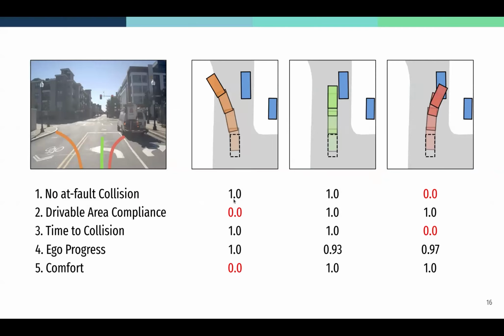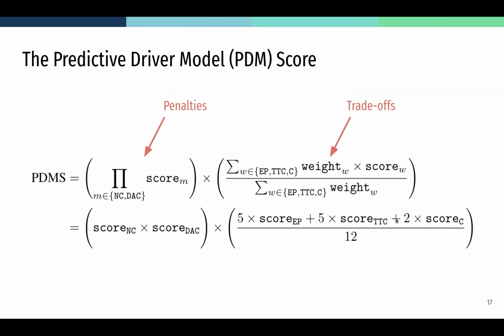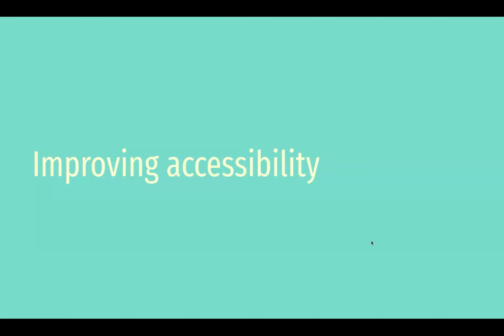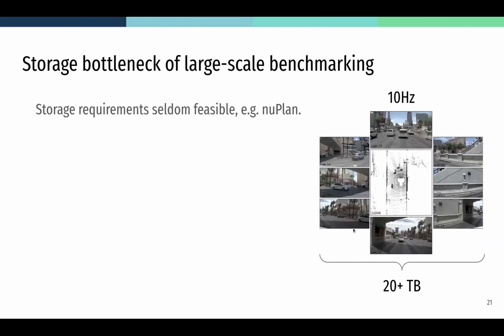All these metrics range from 0 to 1, and we have what looks complicated, but is basically a simple way to aggregate them into a single score, which we call the PDM score, which we use for benchmarking these models. I'm going to skip over this in the interest of time and talk about some of the things we did to also make these tools for benchmarking more accessible.